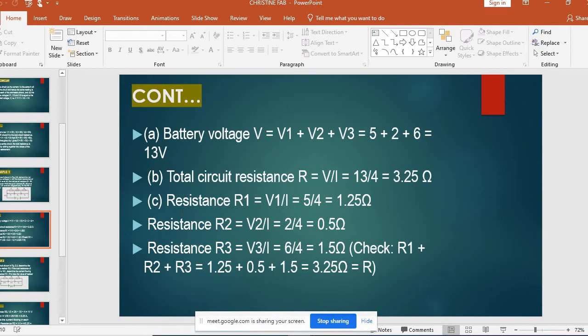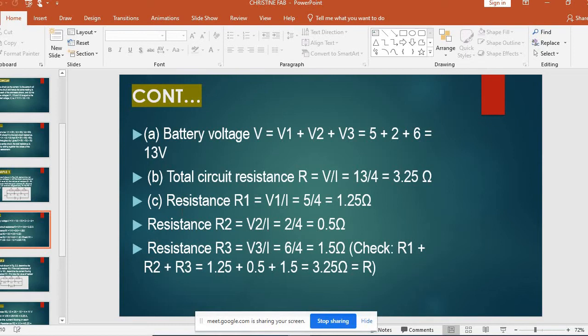Now we have resistance R1. For resistance R1, it is V1 divided by the current. Our V1 from the circuit is 5 volts, and we divide by our current, which is 4. So our resistance R1 is equal to 1.25 ohms. Let me do all these examples, then I'll give you an assignment of the same so that you go and do it on your own.